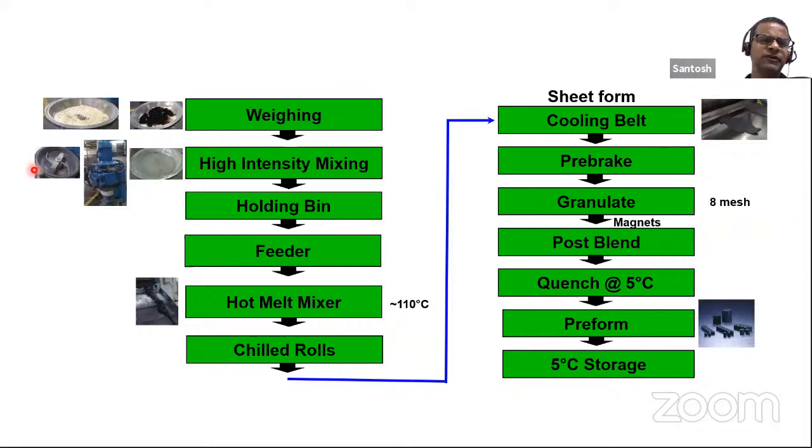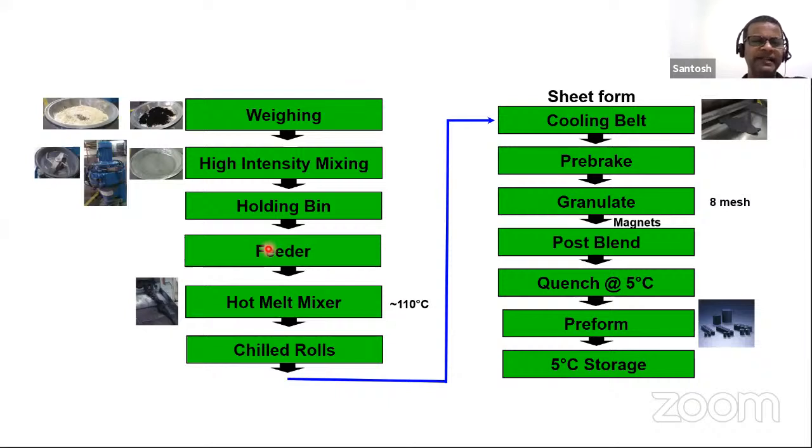Then these materials go for high intensity mixing. So this is a mixture. After mixing, this is how it looks. This is the starting carbon material, and after mixing, this is how it looks. Then this goes into an extruder, where the material is mixed at a very high temperature.